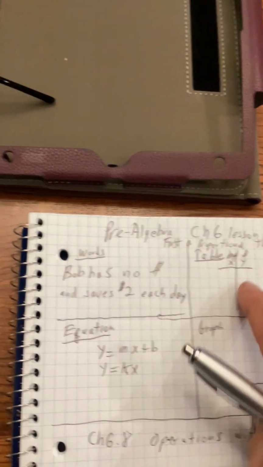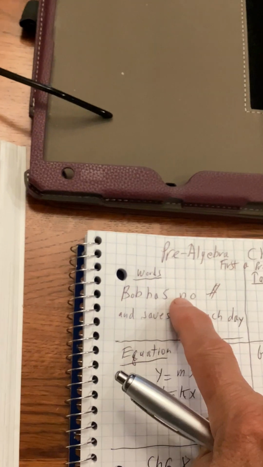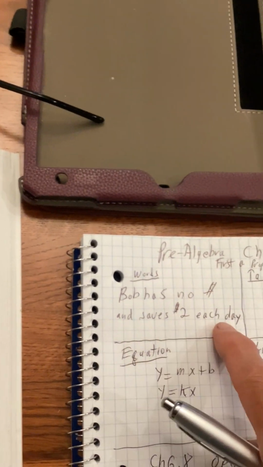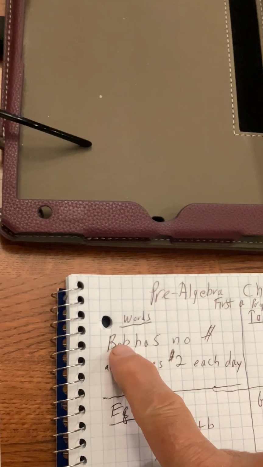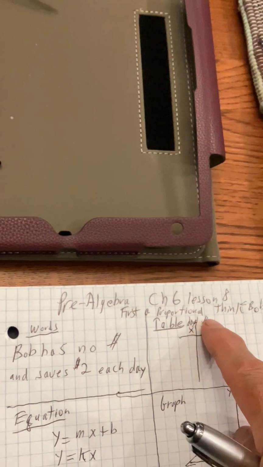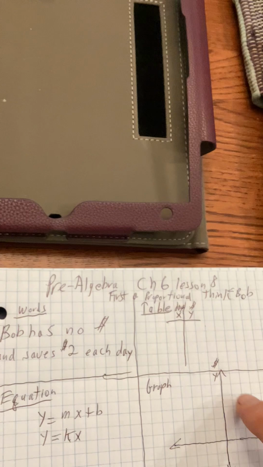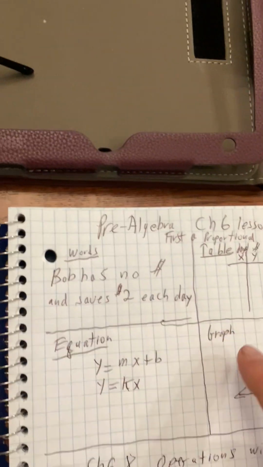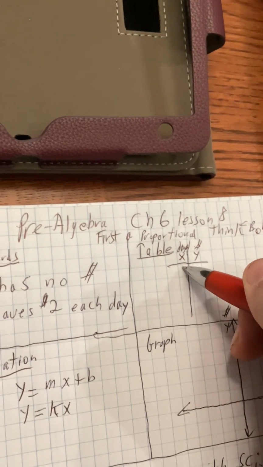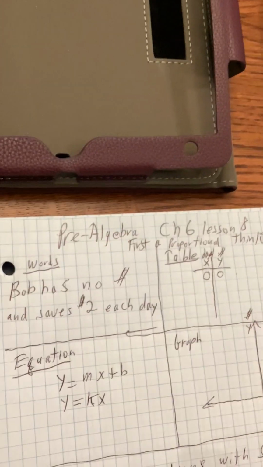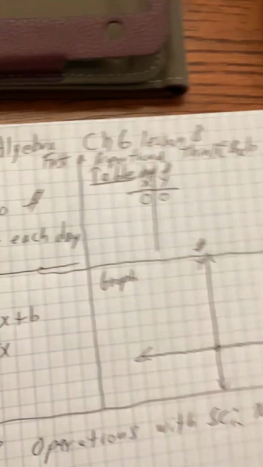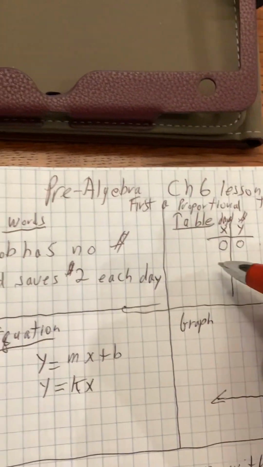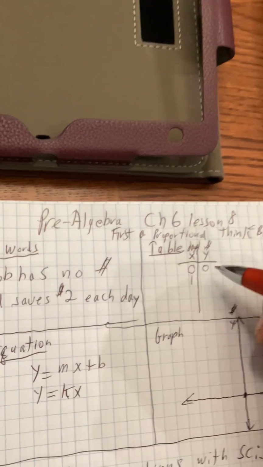And when it's a table, you'll see, Bob has no money and he saves $2 each day. So here's my X, Y, and it's always going to be Bob, and it's always going to be days and dollars. X will be days and Y will be dollars. Bob starts with nothing, so it's 0, 0, which means it's going to go through the origin. And after one day, he's going to have $2.